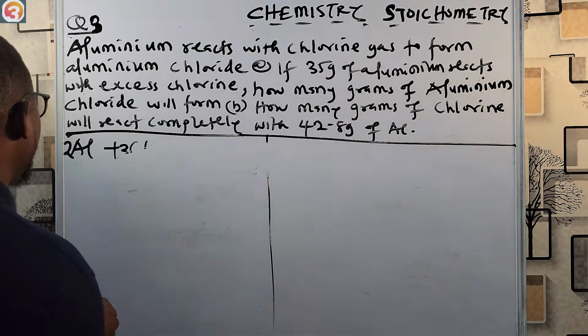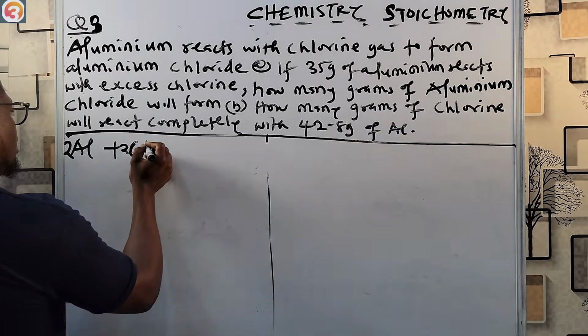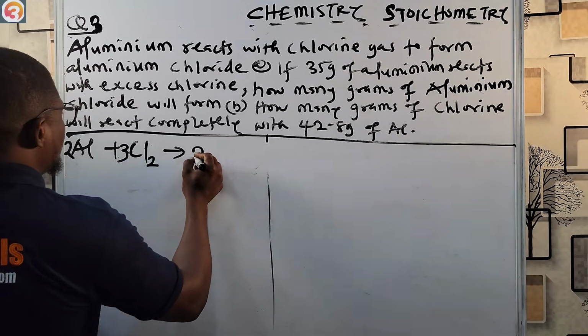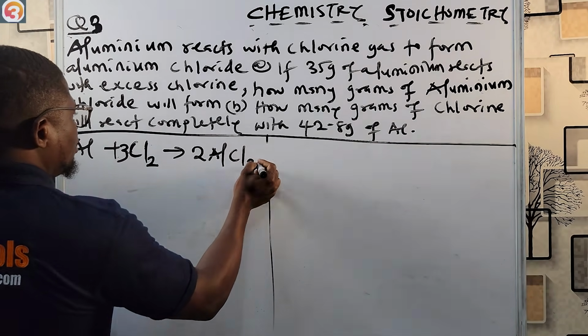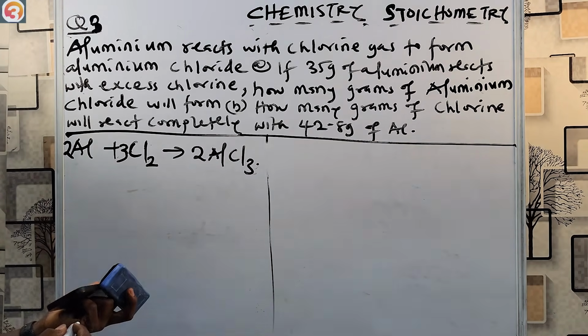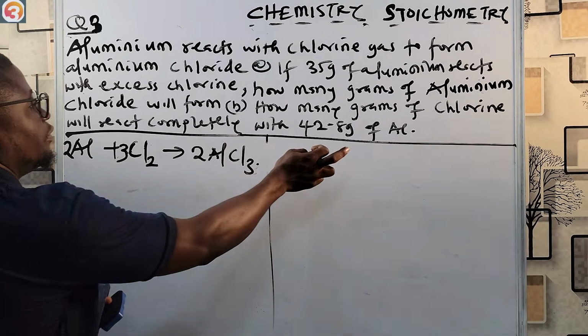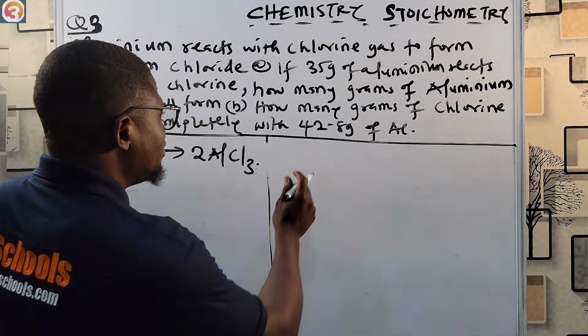That is 2Al plus 3Cl2 to give us 2AlCl3. Is that 2 or 3? 2AlCl3. So it's balanced. Now, how many grams of chlorine will react completely with 42.8 grams of aluminium? Here we are given the mass of aluminium.